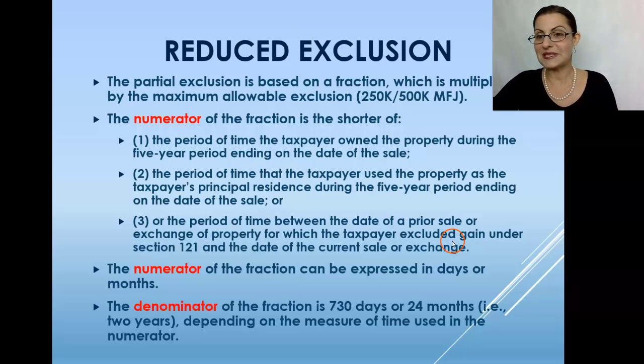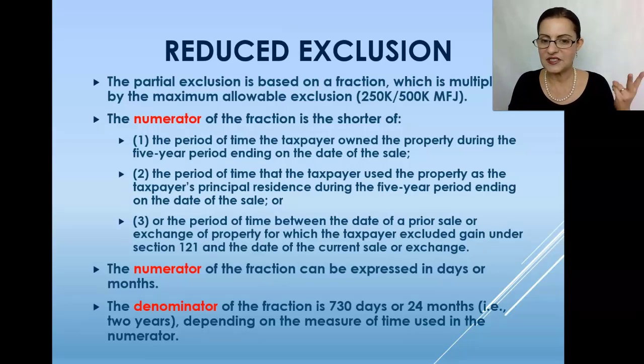Okay, so that's what it says in the code. Now, the numerator of the fraction can be expressed in days or months, and the denominator of the fraction is 730 days or 24 months. That's the 2 years that we keep talking about, right? They have to have lived and owned the home at least 2 out of the last 5 years.